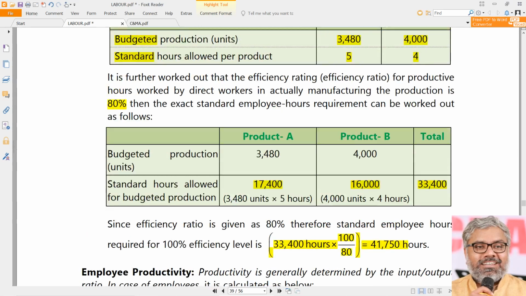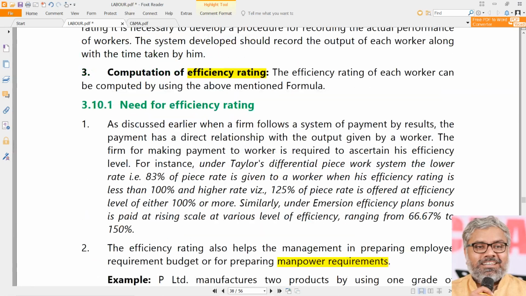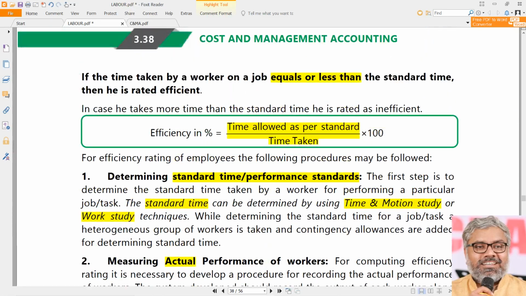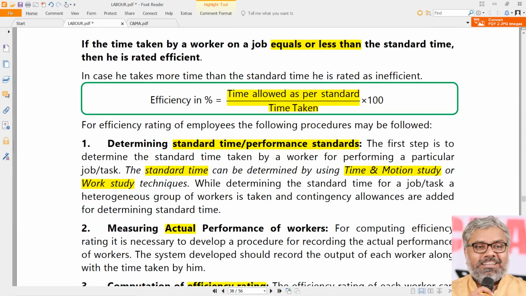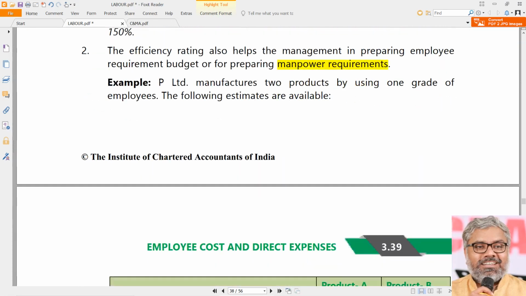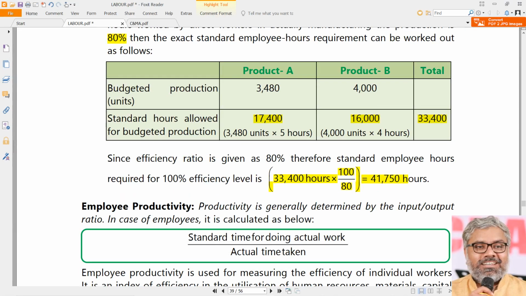So we need to understand these words. They will be useful for standard costing also later. Standard hours is different, budgeted hours is different. What we are looking at here is standard hours required for actual output as compared with actual hours. That difference is what is called efficiency percentage. That's what is given in the formula also.